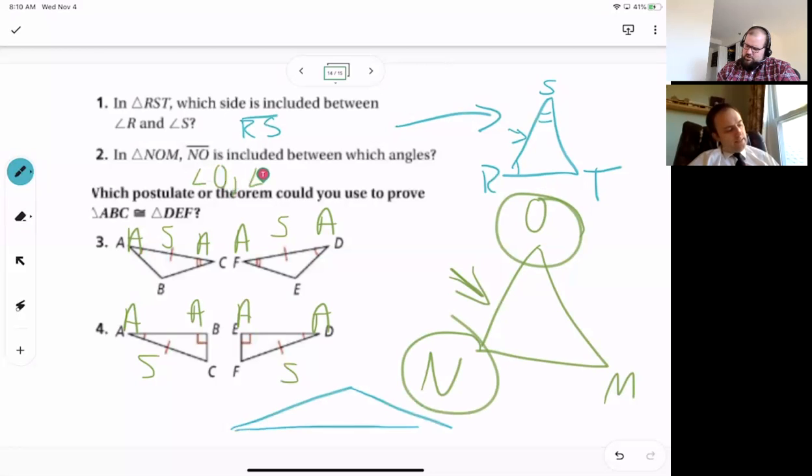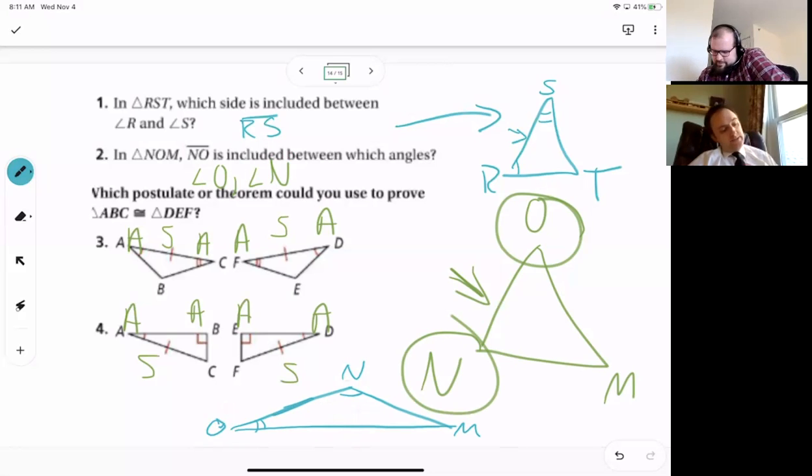So if I were to draw this triangle this way, which is clearly different, we end up with the same thing. And you know what? I'm even going to mess that up even more. I'm going to change the order of the letters. Whoa. So we got N-O-M, and we want N-O. Okay, that's between O and N. Hey, same thing. That's what I said.